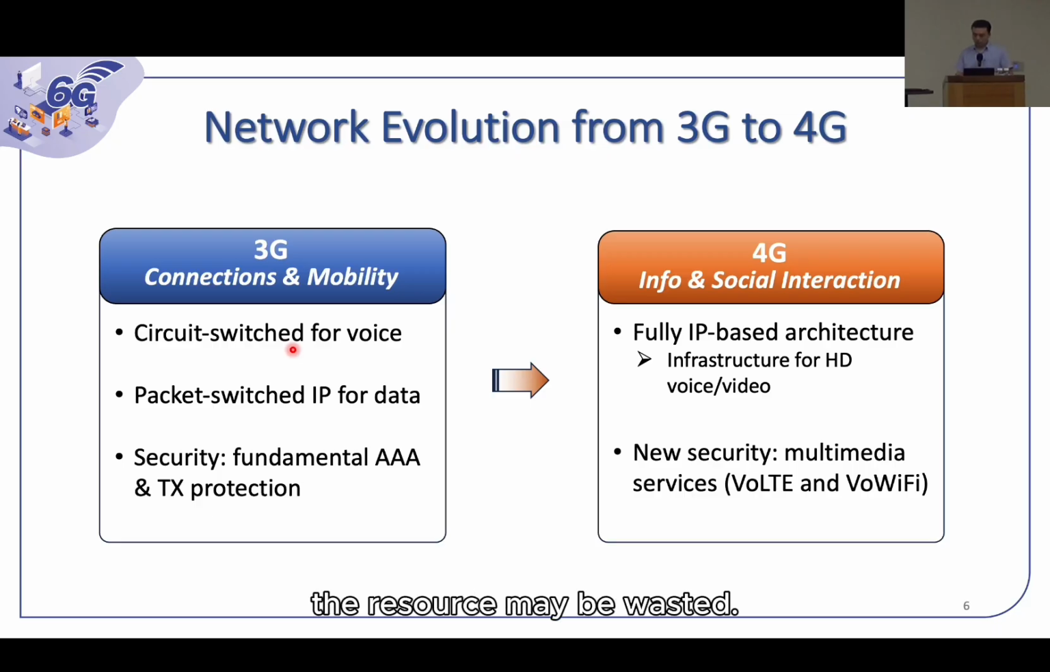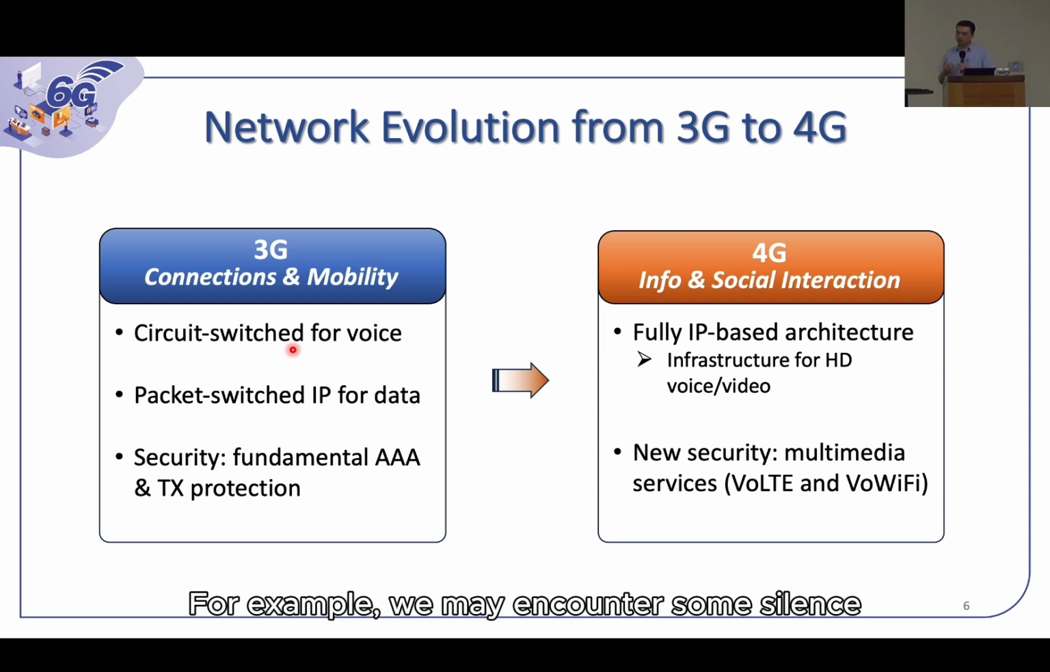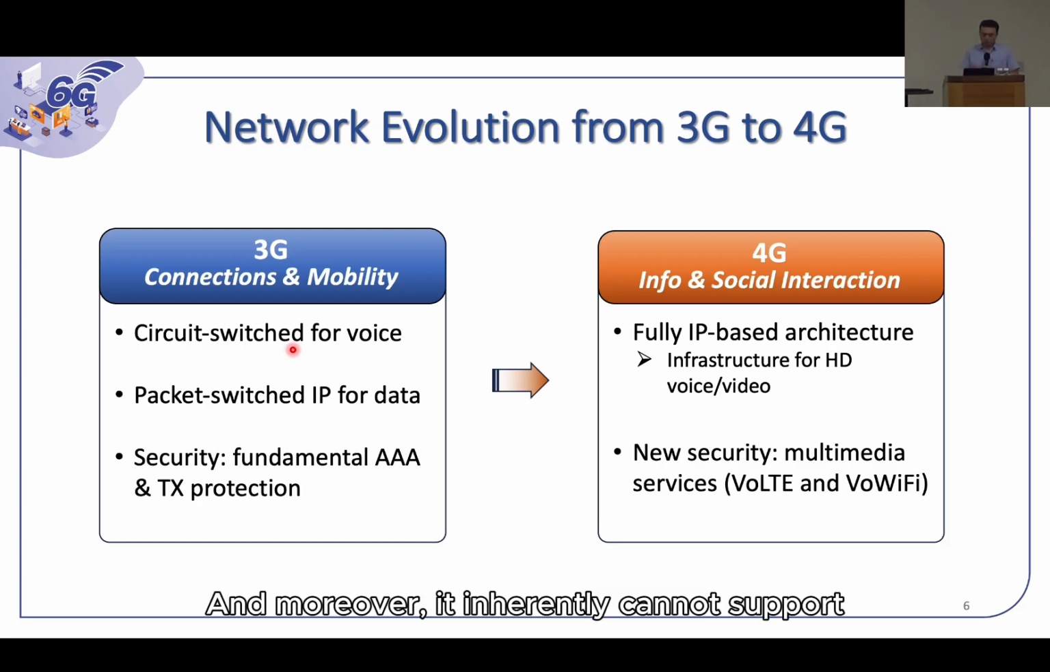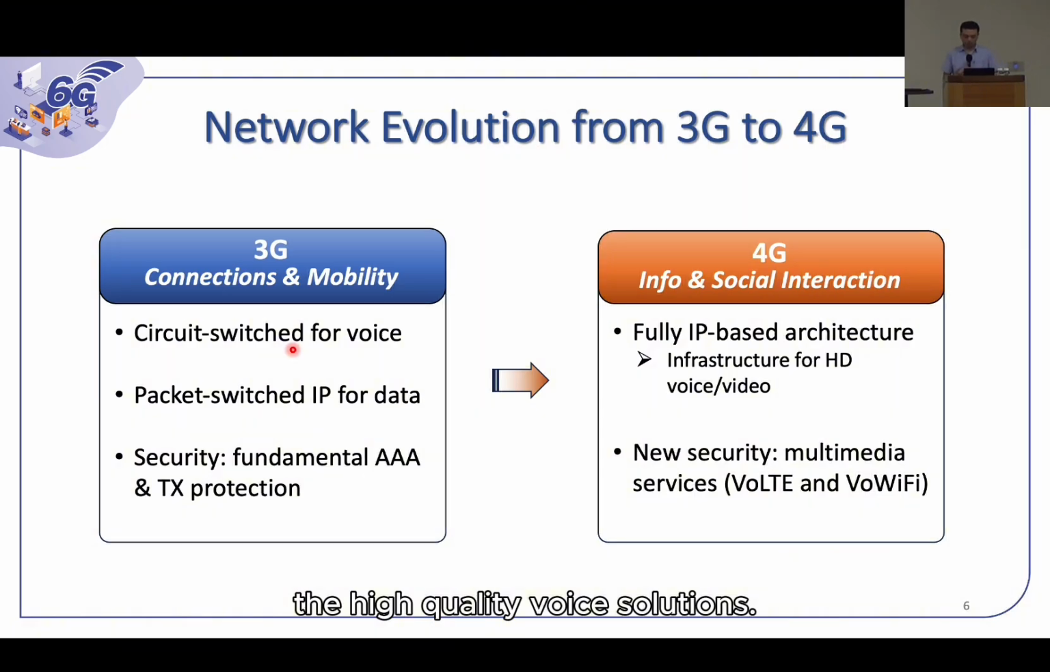And moreover, the resource may be wasted because maybe you reserve a large amount of resource for a call, for the high quality voice session, but this session may not consume such amount of resource. For example, we may encounter some silence in the call. So those silent periods will not consume resource. Based on this example, you can see the circuit switch is not that flexible and may waste resource. And moreover, it inherently cannot support some more complex codecs, so it cannot support the high quality voice solutions.